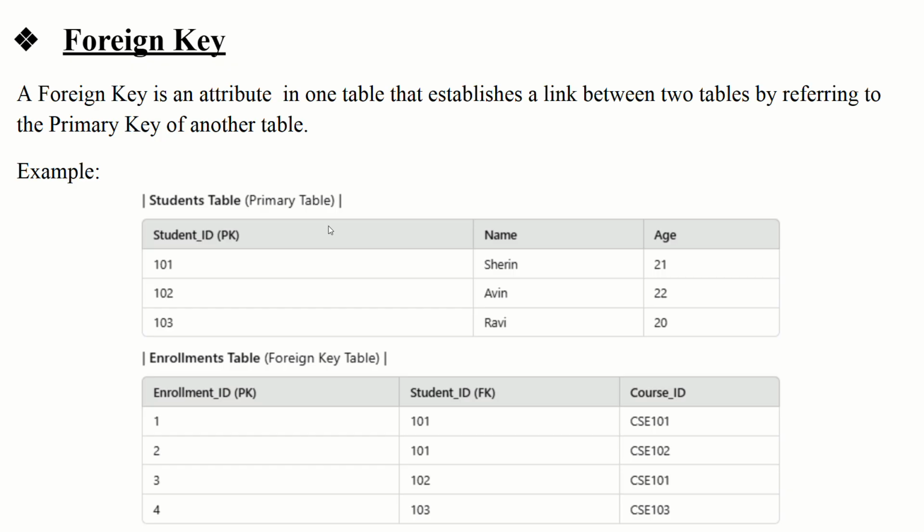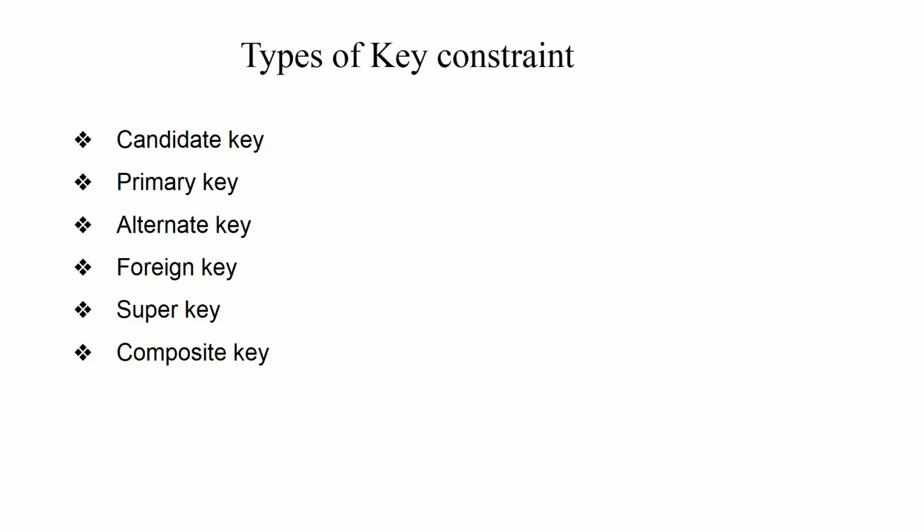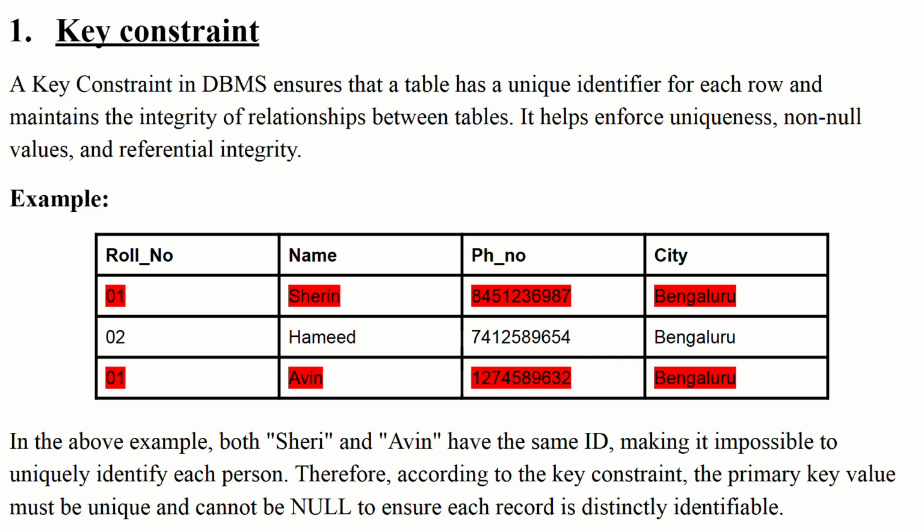So these are all the types of key constraints. The other constraints we will learn in the next class.